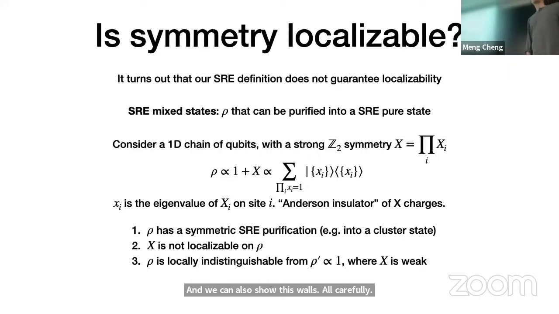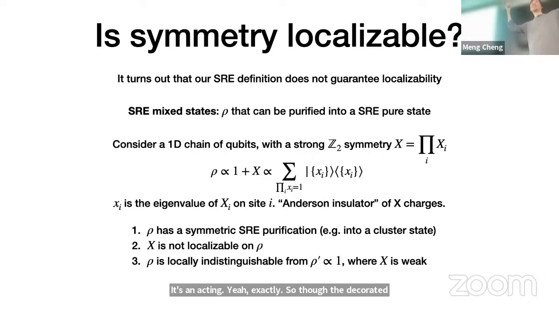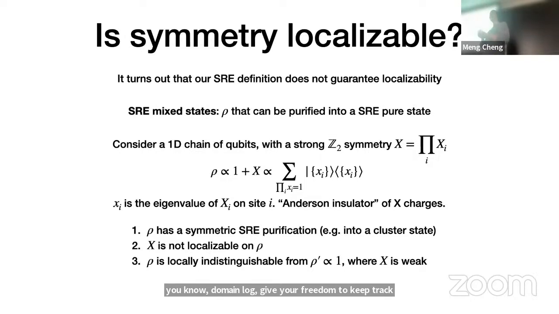Okay. Yes. So once you go to the purification, in that case, by definition, you can localize, but I guess the point is you cancel it back somehow. Is it acting on the environment you use to purify? Yeah, exactly. So the decorated operator is actually in the environment, and you trace it out. To purify it, for example, I can introduce some additional spins, which are like domain wall degrees of freedom to keep track of charge. But then once you trace it out, the information is gone entirely.